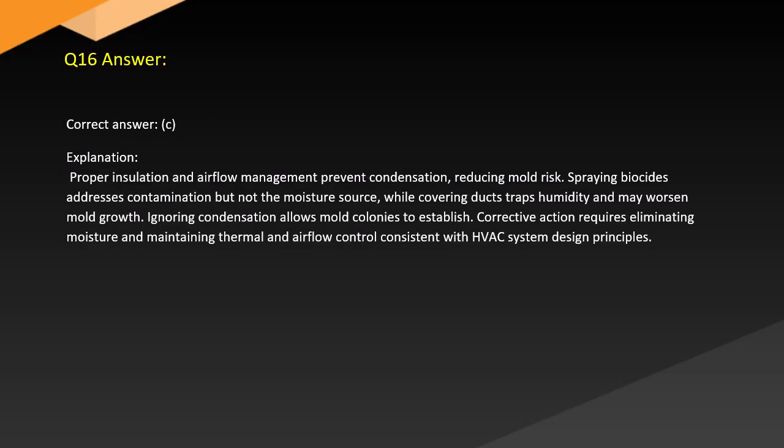Answer. Correct answer: C. Explanation. Proper insulation and airflow management prevent condensation, reducing mold risk. Spraying biocides addresses contamination but not the moisture source, while covering ducts traps humidity and may worsen mold growth. Ignoring condensation allows mold colonies to establish. Corrective action requires eliminating moisture and maintaining thermal and airflow control consistent with HVAC system design principles.